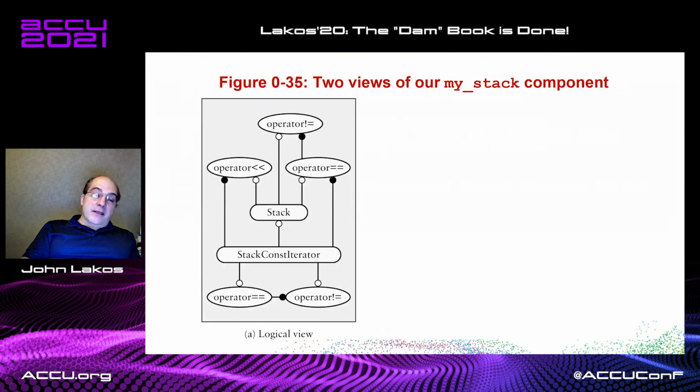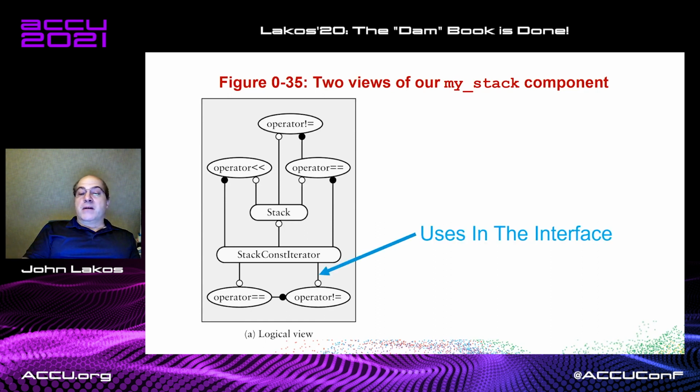So let's take a look at how we would diagram this in less detail. If you look at this, we have a stack const iterator, and it is used in the interface by a stack. So stack uses in its interface stack const iterator. What does uses in the interface mean? Okay, so a function uses a type in its interface if it names it in its signature or as part of its return type. And a class uses a type in its interface if any of its member functions in turn use that type in its interface.